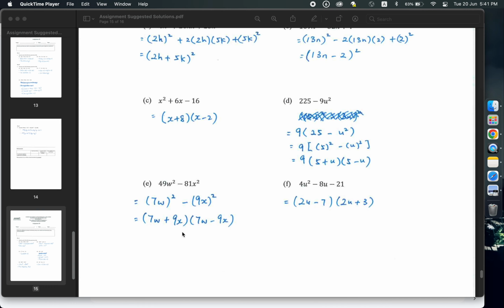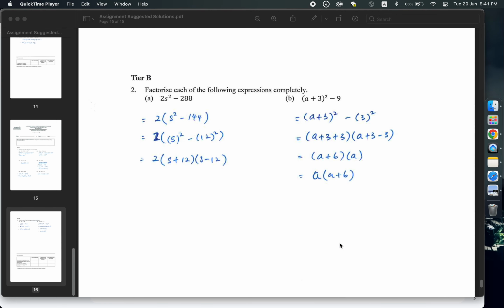Here, again, the third special identity, same thing, right? 49w squared becomes 7w bracket squared. 81x squared becomes 9x bracket squared. We end up with 7w plus 9x times 7w minus 9x. And then over here, this is another situation where we can't actually use a special identity. So use the cross method. You get 2u minus 7 times 2u plus 3.